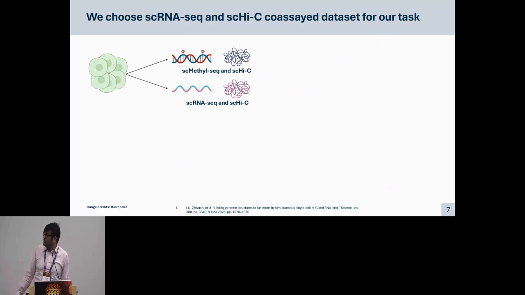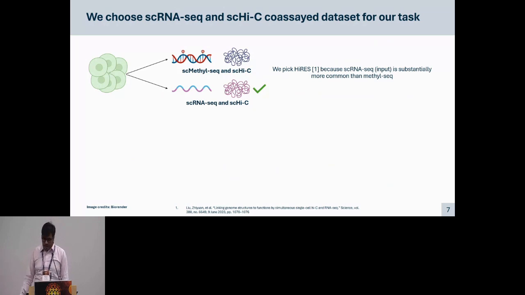When we were designing the study, there were only two types of co-assay experiment. The first co-assay experiment measured DNA methylation with single cell Hi-C. The other one measured single cell RNA-seq with single cell Hi-C. We chose to work with the second one because single cell RNA-seq is substantially more commonly available. And hence, any method that we develop that can map single cell RNA-seq to single cell Hi-C would be significantly more useful.